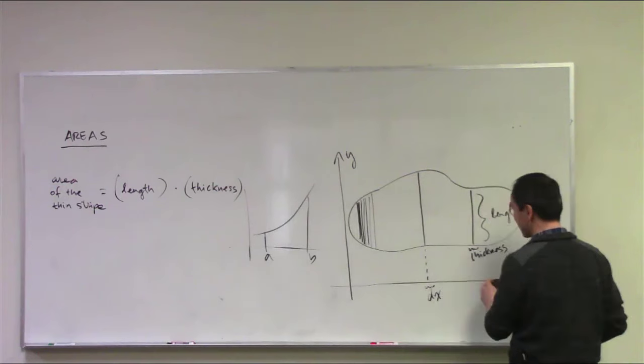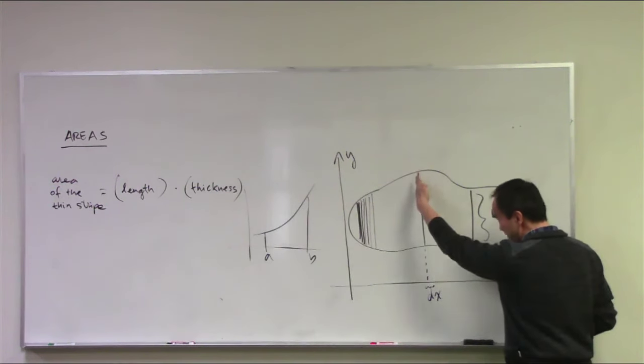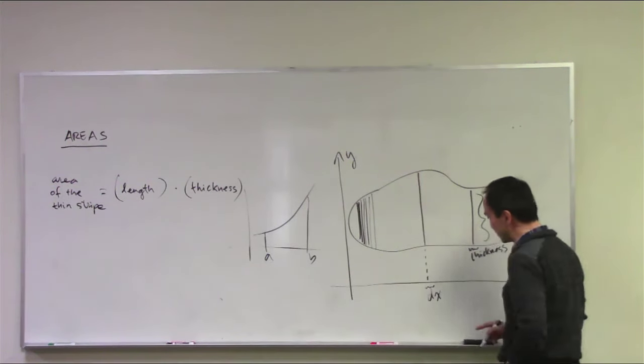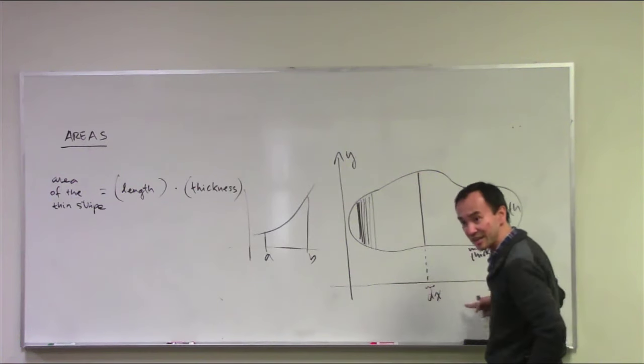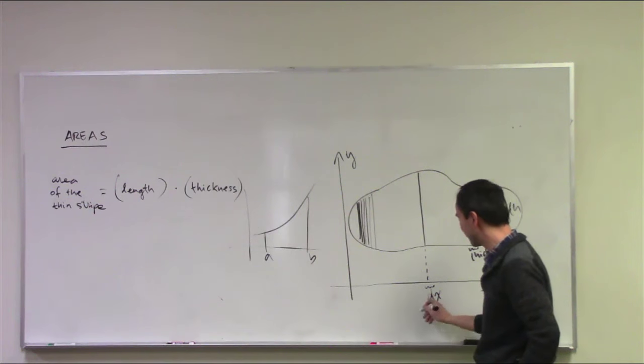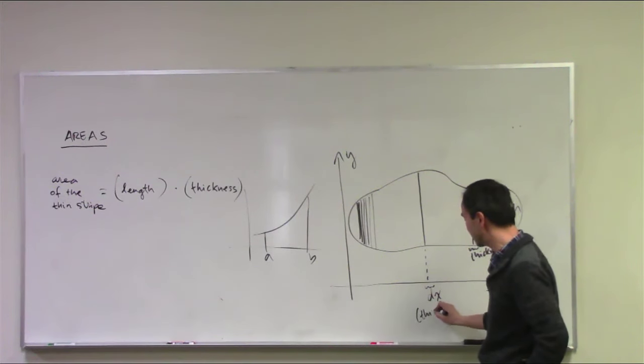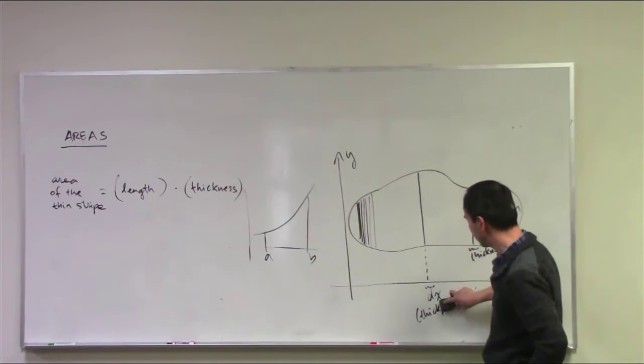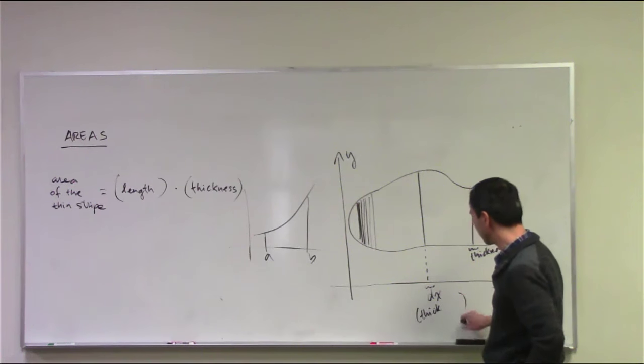Back to the picture I was about to draw. If we place the stripes vertically, that means they're perpendicular to the x-axis, so it makes sense that the thickness here is going to be dx, an infinitesimally small change in x. Dx represents the thickness when you put the stripes vertical.